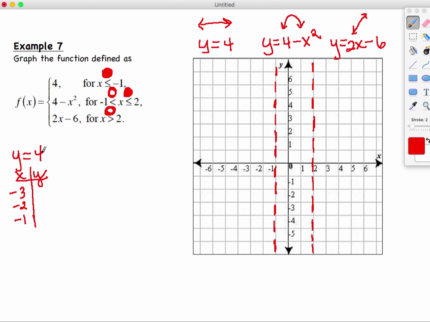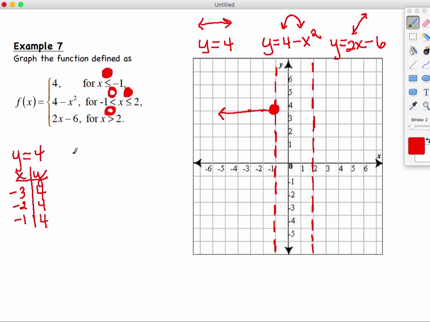So when x is -3, then y is still 4 because there's nowhere to put in that x. When x is -2, y is still 4 because there's nowhere to put in that x. And I have nowhere to plug in my -1 to calculate some kind of new value, so still y is 4. And then you can see that makes a horizontal line. Back 3 up 4, back 2 up 4, back 1 up 4, and I am including the -1 in my interval, so it's going to be a closed circle. It says for x values less than or equal to -1, so I get to use that point.